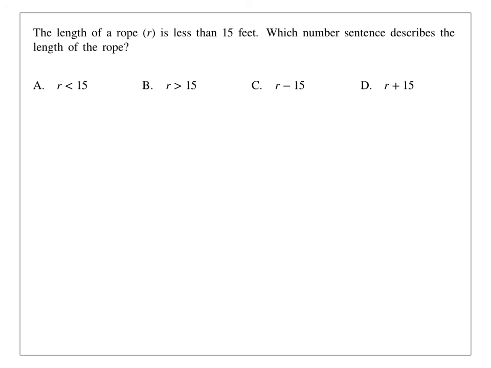You might see a little word problem. The length of a rope is less than 15 feet. Which number sentence describes the length of the rope? Number sentence means it should have an equals or an inequality sign in, so it's not one of those two. Less than 15 feet would be that one.